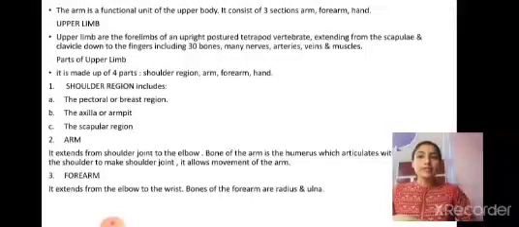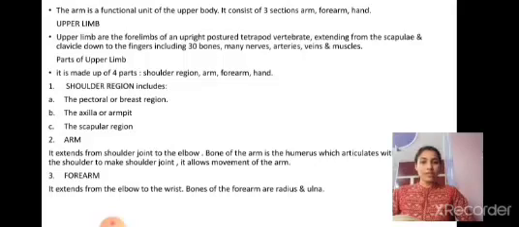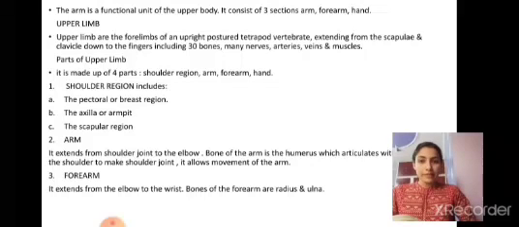The arm is a functional unit of the upper body. It mainly consists of three sections, that is arm, forearm and hand. Arm is called brachium, forearm is called antebrachium and hand is called manus.